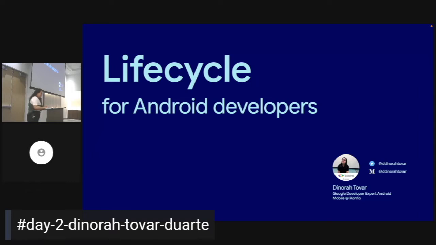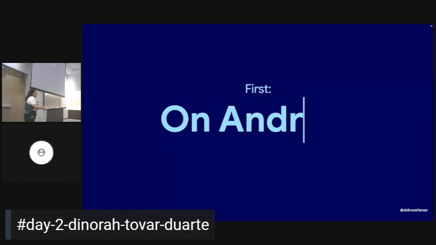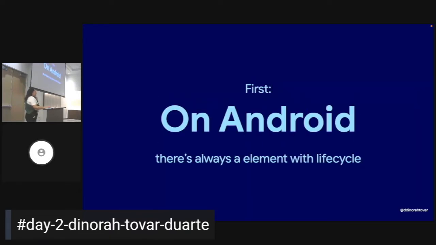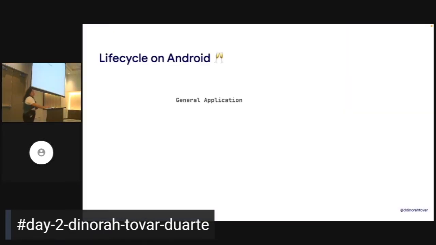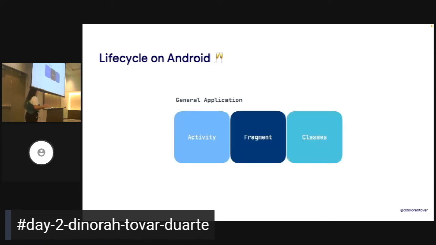Today we're going to be talking about life cycles, and it's a quite long talk. So I will start getting started. Especially on Android, there is always something with a life cycle at the end of the day. And what does it mean? Well, usually your general application has a life cycle, right? Your activity, your fragments, and even your classes, you can even make aware of the life cycle. Where are they? How are they going? How is everything working? So most of the times, you depend on that life cycle.